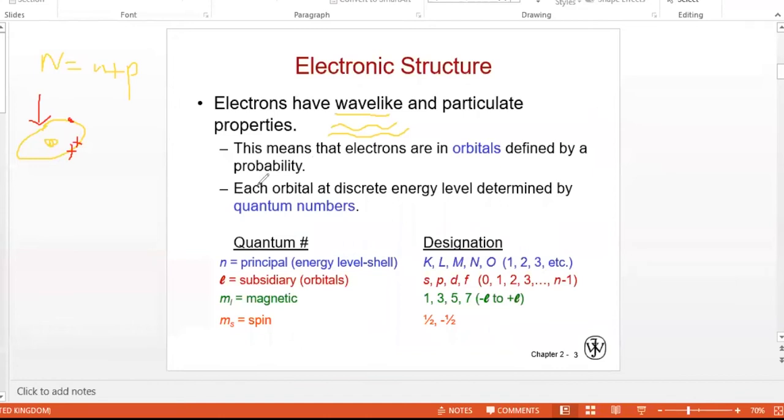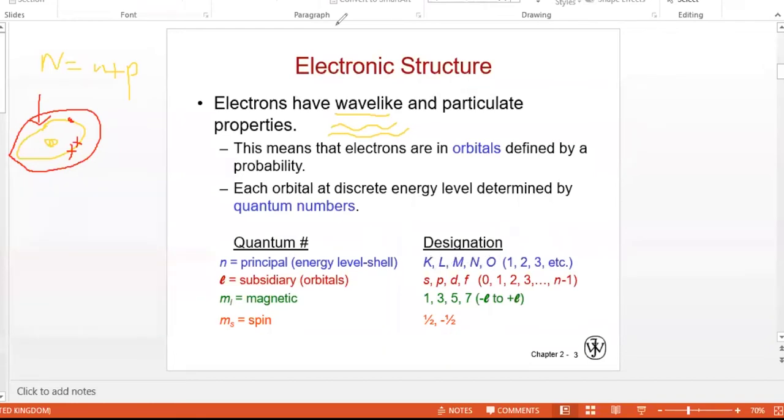Each orbital has a discrete energy level determined by quantum numbers. So this orbit, maybe the next orbit, each orbit has its own energy, and that energy will be determined by the quantum numbers. These four numbers we will use as the quantum numbers. Small n is the principal energy level, or shell, with the designation K, L, M, N, O.